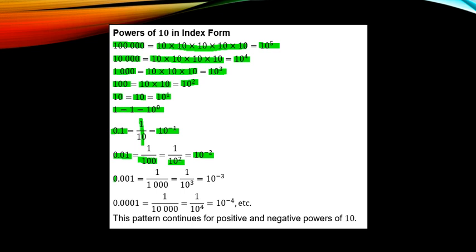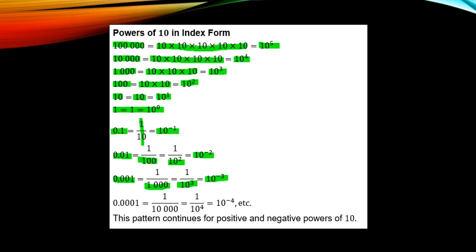Then 0.001 is expressed as 1 over 1000, and you can express 1000 as 10 to the power of 3. When you take it up, 1 over 10 power 3 actually means inverse. So when you take it up, the power changes from positive to negative.